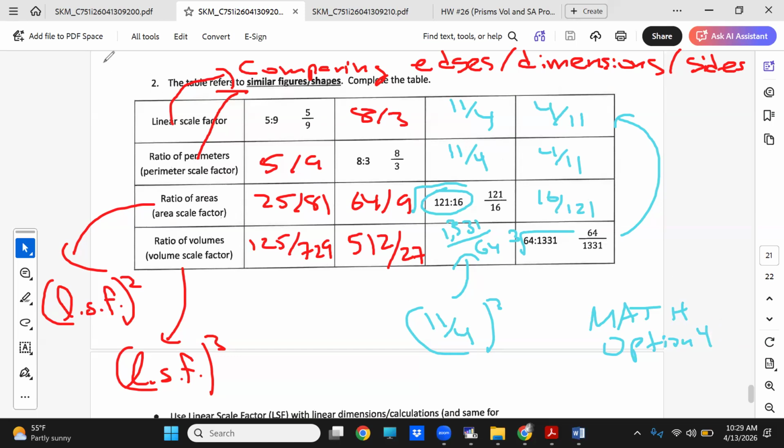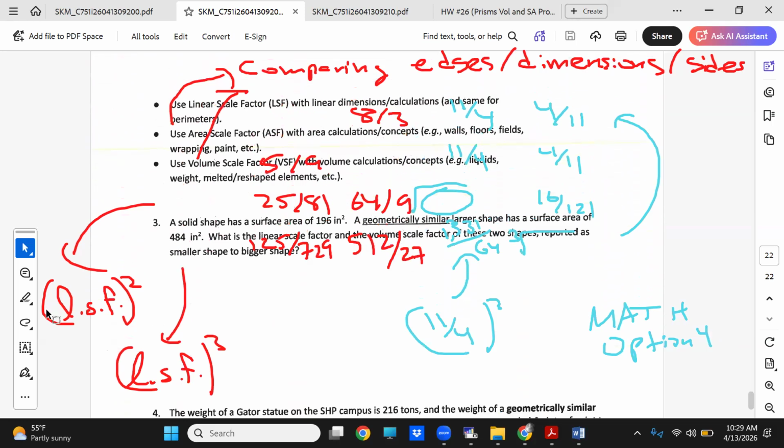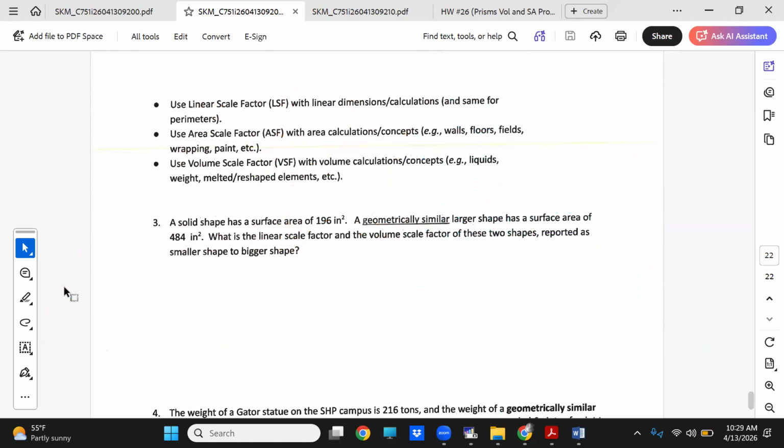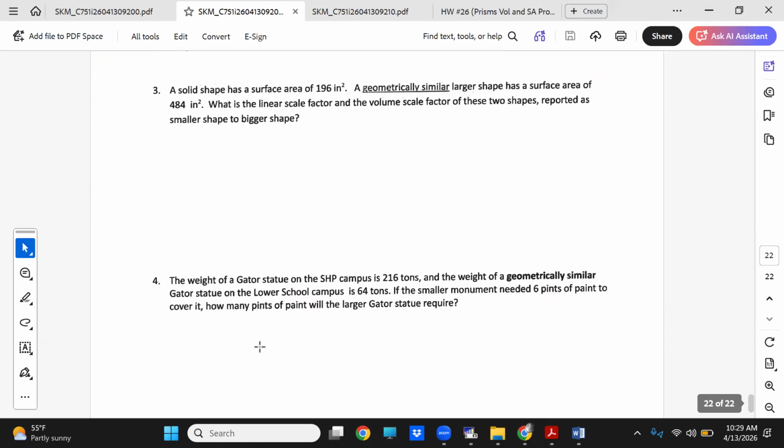So knowing this, let's talk about some bullet point summaries. Use linear scale factor, LSF, with linear dimensions, right? Area scale factor for area, like walls, floors, fields, wrapping, paint, etc. Volume scale factor for capacity, liquids, weight, melt shades, volume, things like that, right? So let's look at 3 and 4.